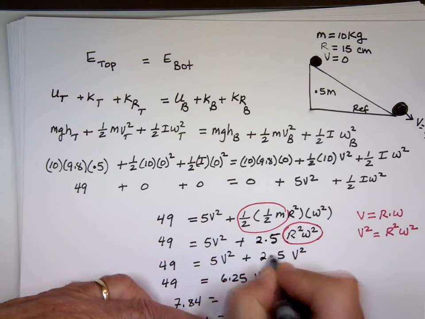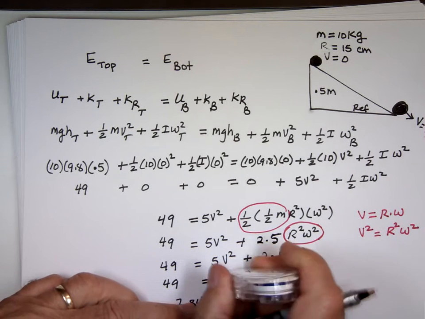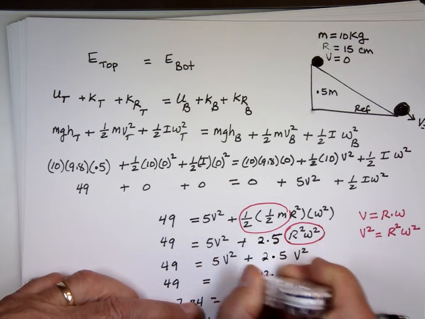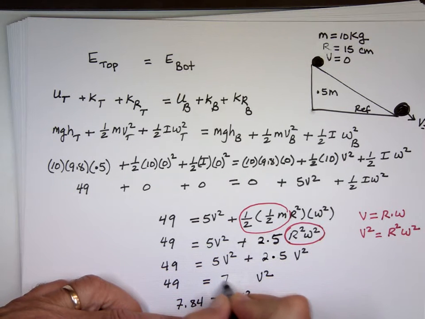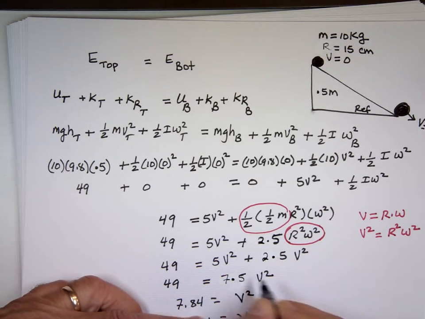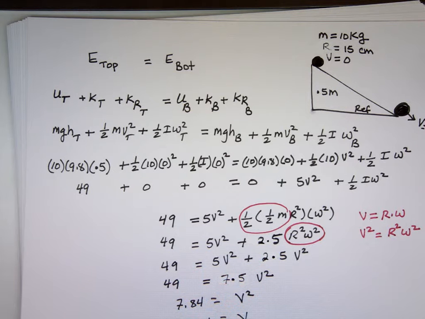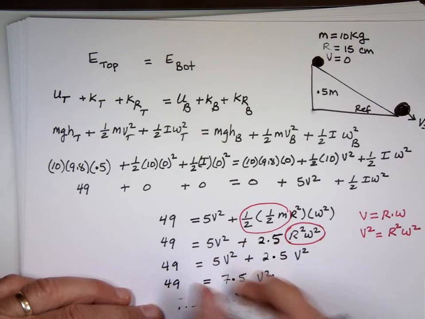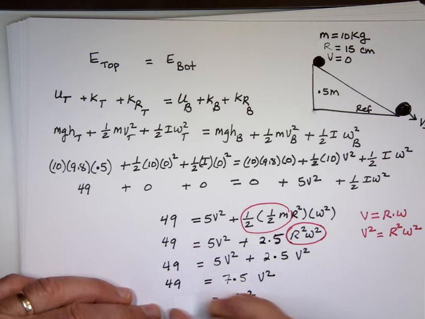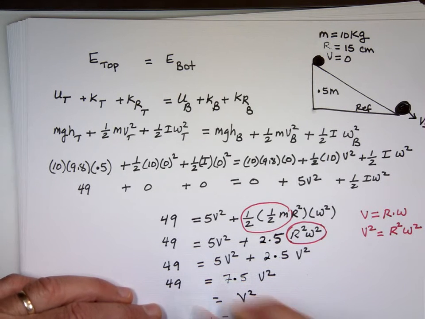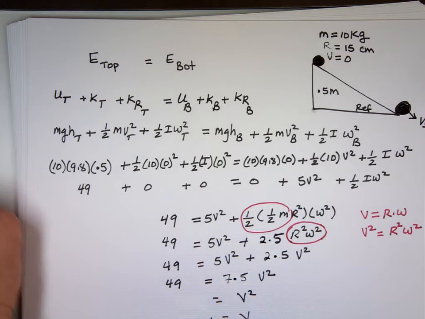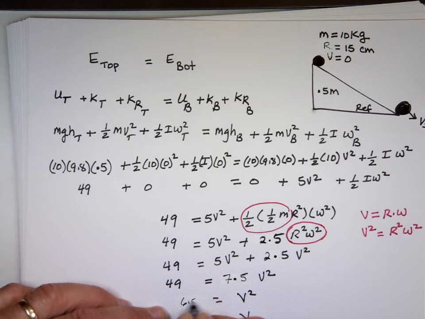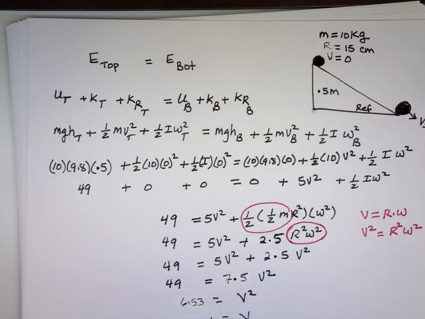2.5. So that becomes 7.5. And V squared equals what? Sometimes it's better to use a calculator than try to do it in your head. 49 divided by 7.5. That's a 6.53. And V will be the square root of that number. 2.56.